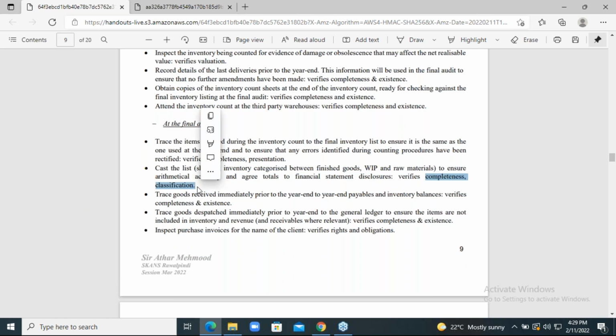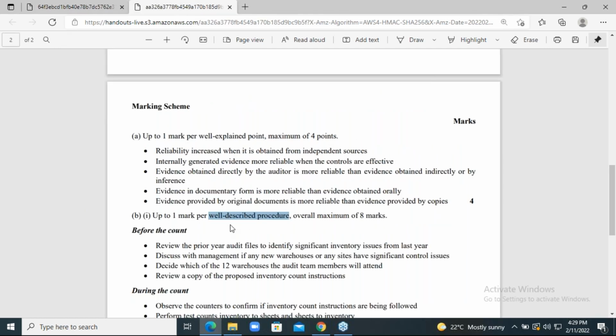So if you want to write a well described procedure, then you can write 4 most important procedures. So which procedures will you write? If the examiner is asking to write 4 procedures, which 4 procedures do you prefer to write? Now this is the next question, but before going to that question, the important thing is that you should memorize a well described procedure. If you have not memorized a well described procedure, what is the meaning of well described procedure?